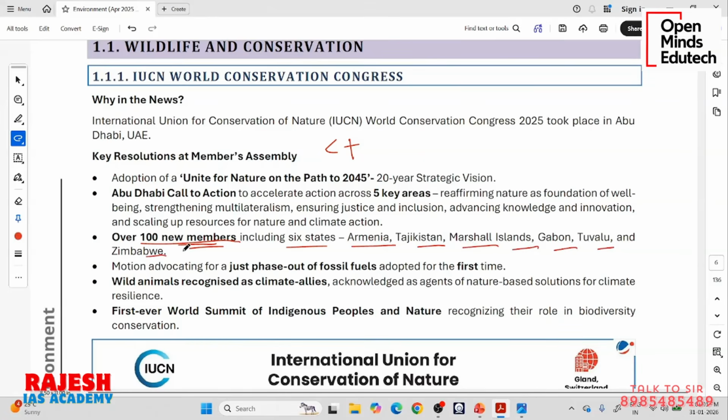They have also adopted a motion advocating a just phase out of fossil fuels. What is just phase out? Countries are divided broadly into 2: developed and developing countries. Rich countries have already developed the technology to shift from fossil fuels like coal, petroleum, and natural gas to renewable energy like solar, wind, and nuclear energy. They are comfortable with it and there is no significant impact on them, because they already have enough technology and money.